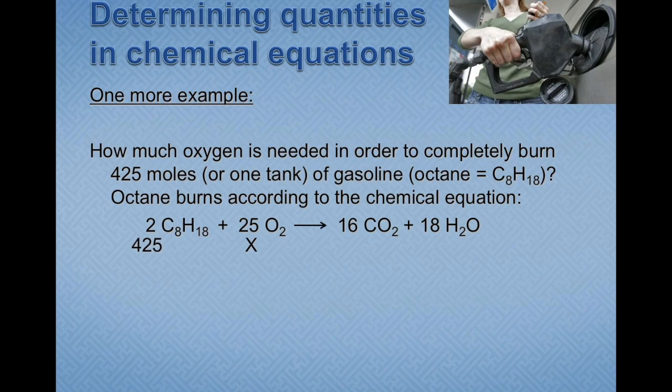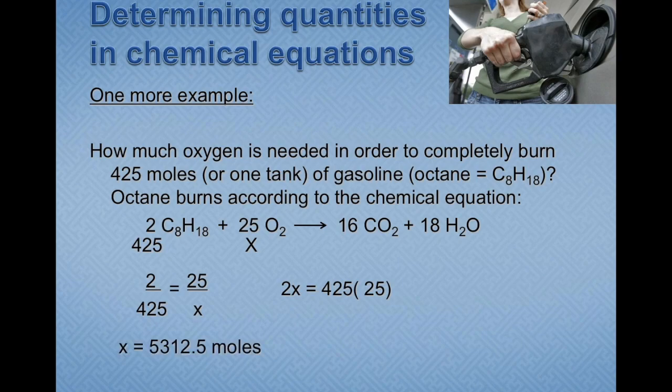And so to do this, again, we're going to write the number 425, that's a known, under the coefficient for that molecule. And then we're going to write X under the unknown, which is oxygen. Then we set this up as an algebraic equation, and basically, we can cross multiply. So 2 times X is equal to 425 times 25. And then we need to solve that whole thing.